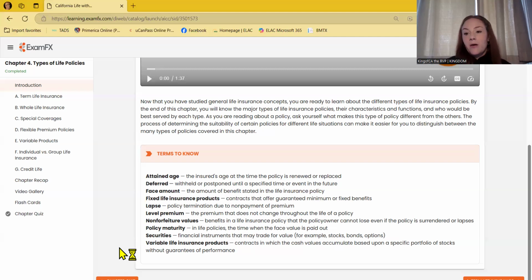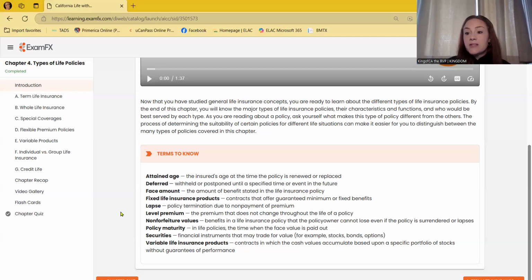Policy maturity. Okay, when a policy matures, it means that that is the time when the face value is paid out, meaning the death benefit is paid out. If a policy matures, that means that it's closing out, it's done, it was paid out, something must have happened in order for this to close out.